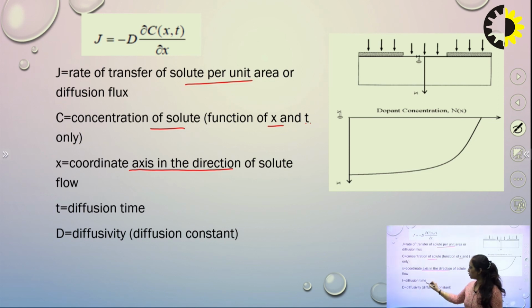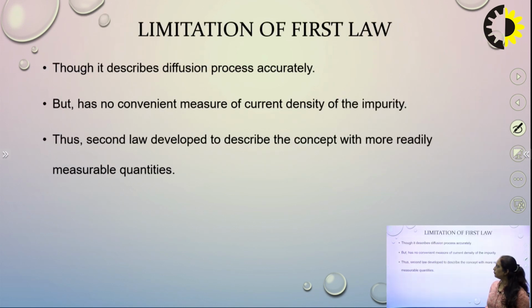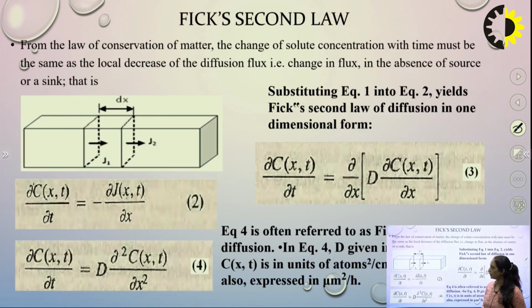T is the diffusion time, D is the diffusivity or the diffusion constant. Now, there is some limitation of this law. Although it describes the diffusion process accurately, it has no convenient measure to check the current density of the impurity. So, the second law is developed to describe the concept with more readily measurable quantities.